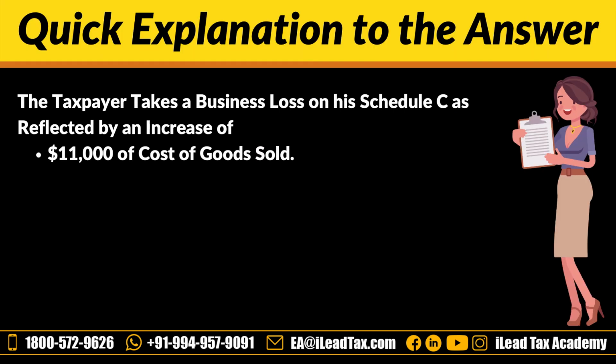So when inventory is lost due to a situation like a malfunctioning cooler, it is treated as a business expense. The loss is reflected by increasing the cost of goods sold on Schedule C, which reduces the taxpayer's gross income and consequently their taxable income also. So the correct answer is A. Let's go to the next question.